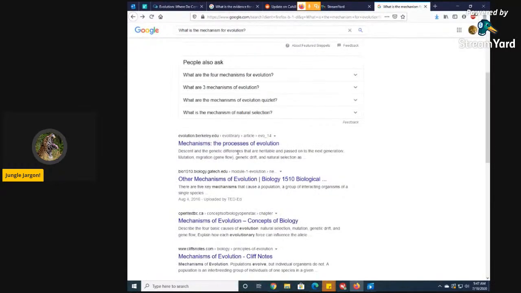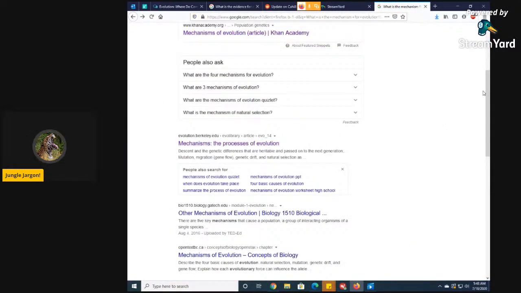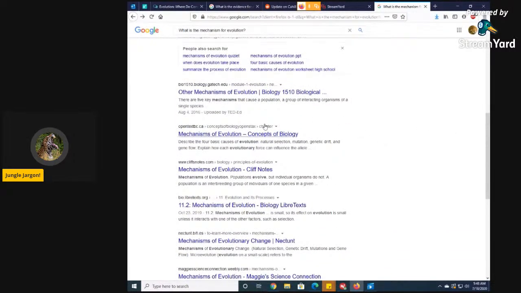Okay, mechanisms, the process of evolution. This is Berkeley, EDU. This is what you go to school for. Same thing, same nonsense, no mechanism, just variation. I want to see a mechanism for evolution.